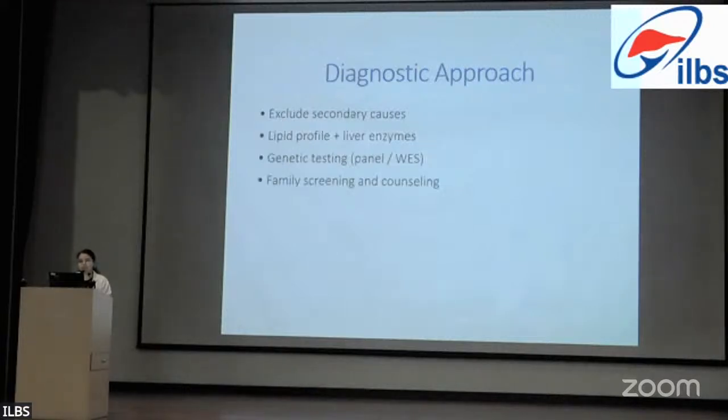So the diagnostic approach in these patients would be to exclude secondary causes of hypertriglyceridemia, which would be related to any intake of drugs or any secondary lipid-related disorders, then lipid profiles and liver enzymes, and finally a genetic panel, which would include whole exome sequencing and further family screening.